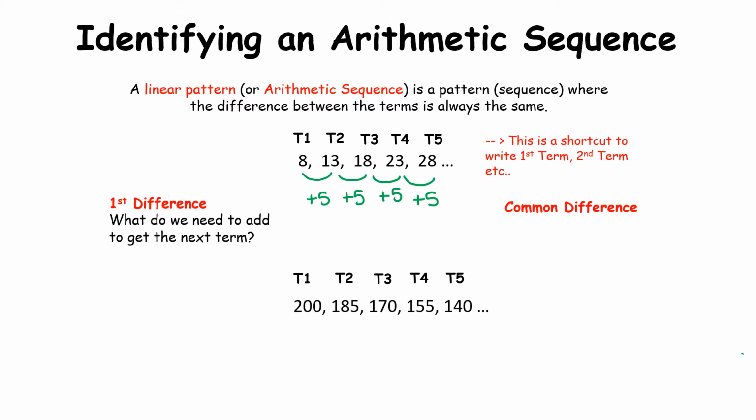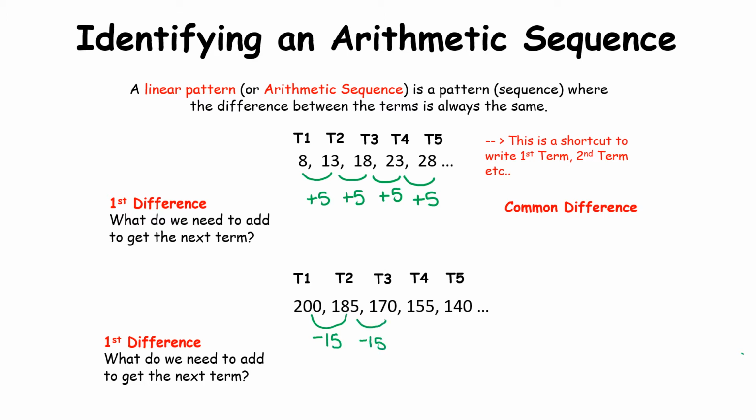Let's take a second sequence. T1 is 200, T2 is 185, T3 is 170, T4 is 155, and T5 is 140. You might notice at this point that this sequence is getting smaller or is decreasing. Let's talk about the first difference. So again, what do I add to 200 to get to 185? Well, I can talk about this as adding a minus 15. Same here, I add a minus 15, I add a minus 15, and I add a minus 15. And again, we have a common first difference. So this is an arithmetic sequence, or we can call it a linear sequence.